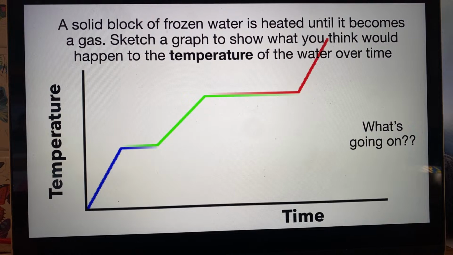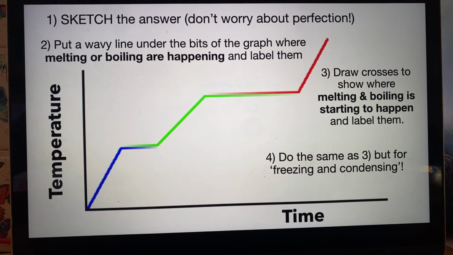So, yeah, I'll get you to do this and then we'll do the ice activity. I don't want to tell you too much. If you didn't get this, which I'm hoping you didn't, can you please sketch this answer? And then can you put a wavy line under the bits of the graph where melting or boiling are happening and label them, melting or boiling? And can you draw crosses to show where melting and boiling is starting to happen and label those as well? And can you do the same as number 3, but for freezing and condensing?